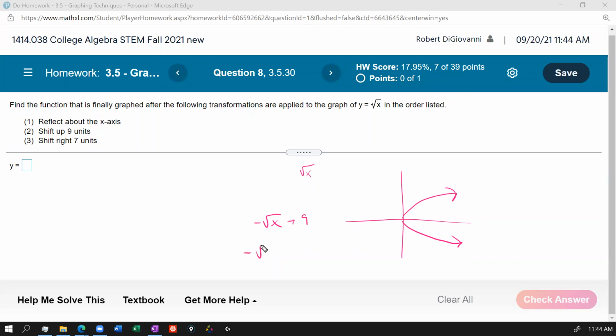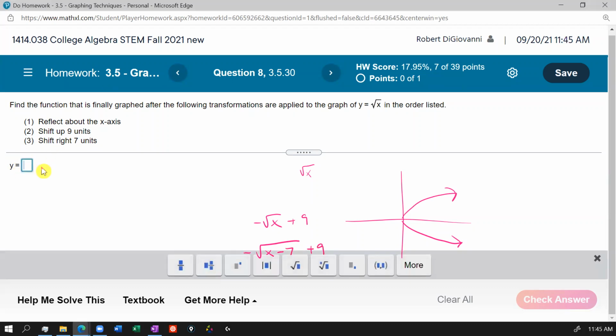That means we need to go inside and move it right. To move 7 units to the right, we have to subtract 7, which is opposite of what we think, and that should do it. So let's try this. We're going to have negative square root of x minus 7, done with the square root, and then plus 9.